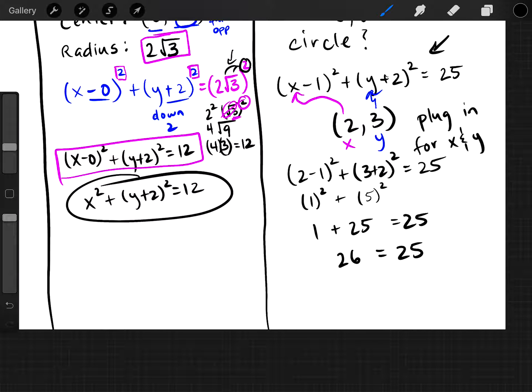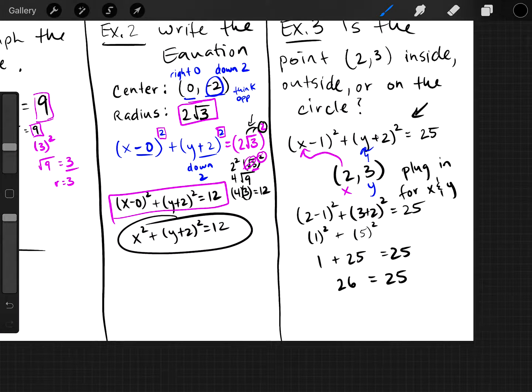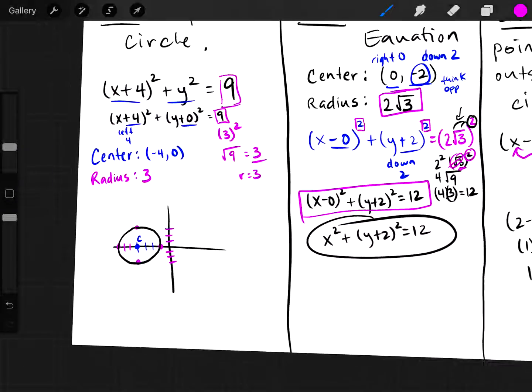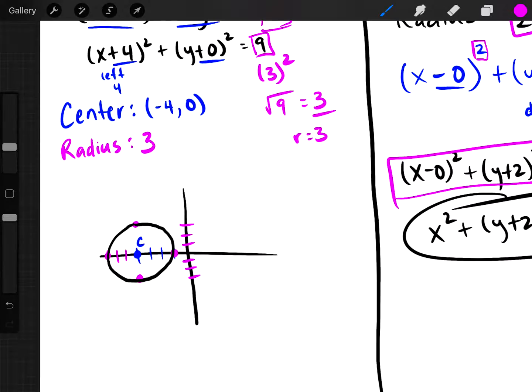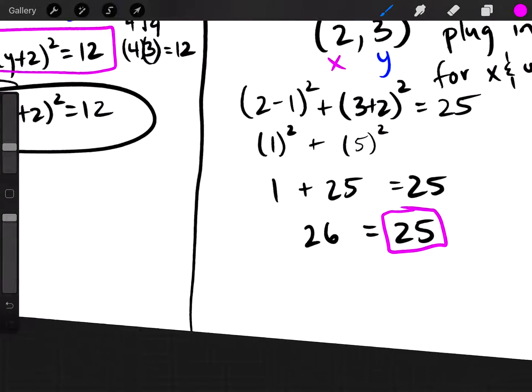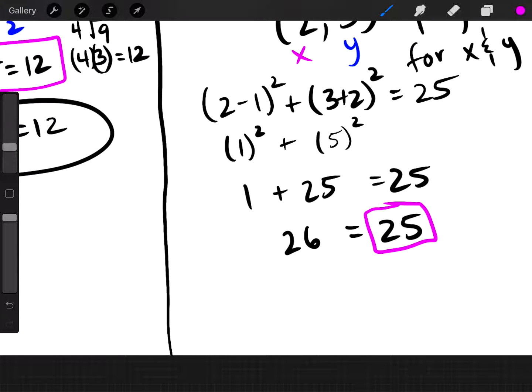Now what we end up doing is simplifying on the left-hand side. 2 minus 1 is 1. 1 squared is 1, plus (3 plus 2) is 5. 5 squared is 25. Notice how they're not the same. 25 plus 1 is 26. So we end up with 26 is greater than 25.